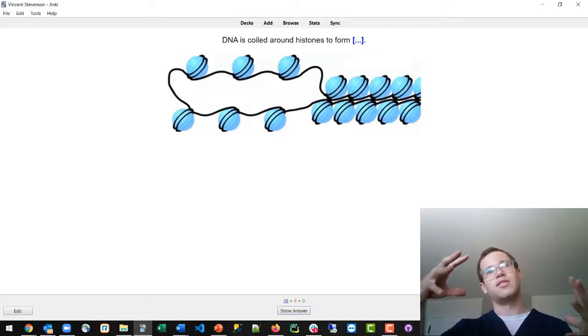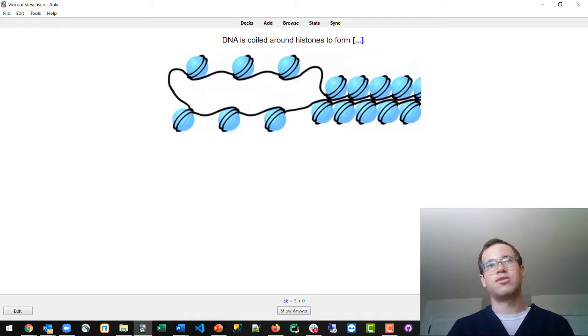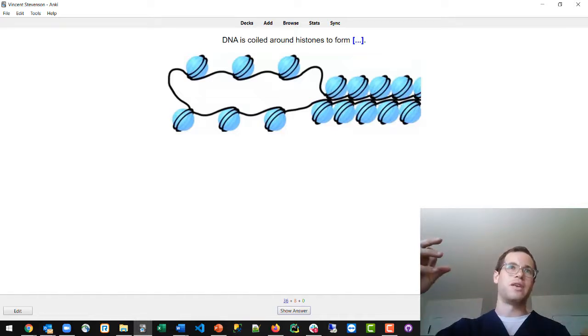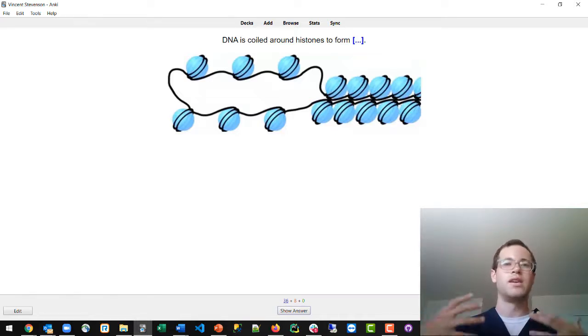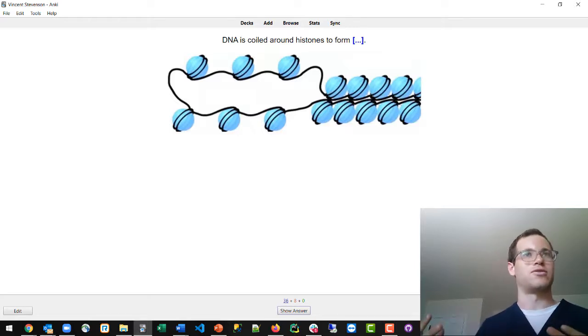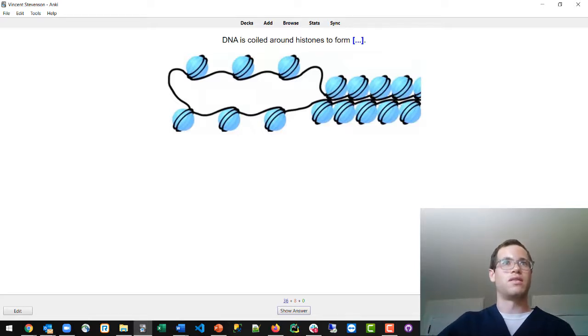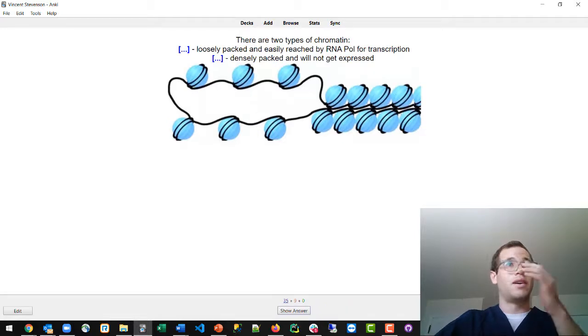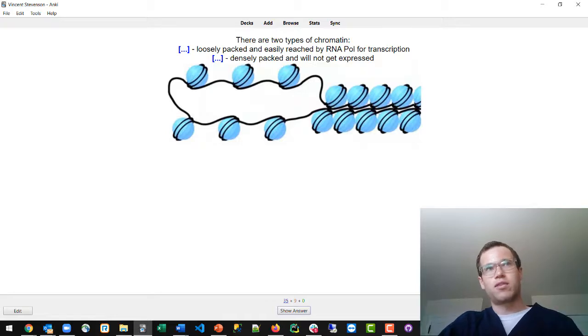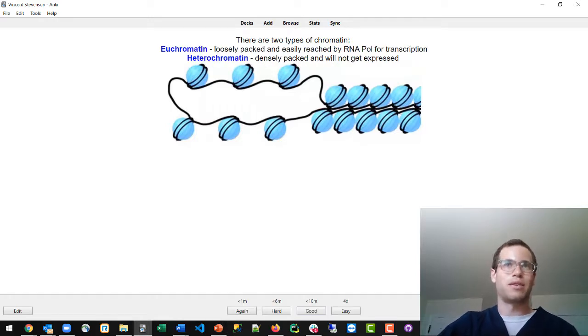When the DNA is all tightly packed up like that, RNA polymerase doesn't get a chance to get in and do anything because there's just no room for it to work. But when you unravel that DNA and turn it into euchromatin, the true chromatin, that's the stuff you can actually translate into proteins ultimately. So, as we were just saying, you've got two different types of chromatin: the euchromatin that is easily reached, and the heterochromatin that is densely packed and won't ever get expressed because it's just too packed up way in there.